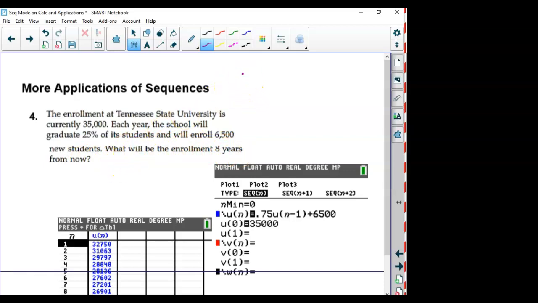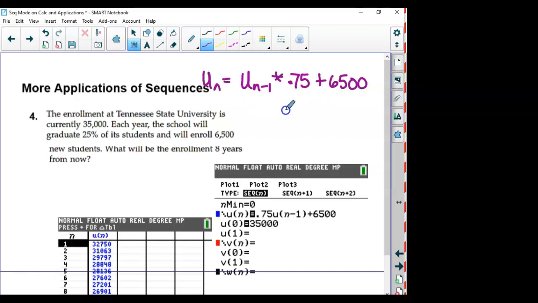So there's the current enrollment, we're going to call U sub n minus 1. What is the first thing that happens to that enrollment? The end of the year, what happens? 25% leave. What do we multiply by to show that there's still 3/4 of the students there? 0.75. And then at the beginning of the next year, what happens? 6,500 add, right, to the total population. So we're going to put plus 6,500. Okay, this is a recursive formula.